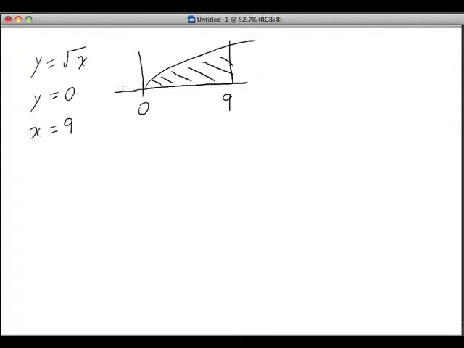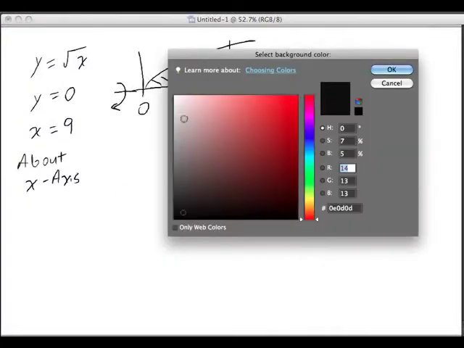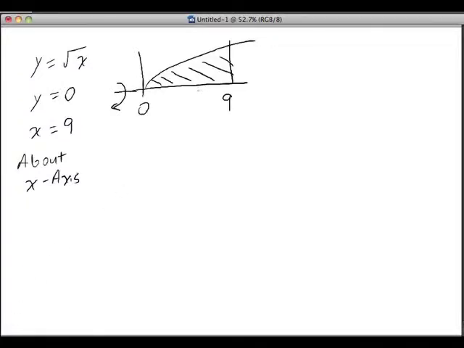If I revolve this region, I'd like to revolve this about the x-axis, such as this. I'm going to draw my sample rectangle. So I'll draw a sample rectangle here. I'd like to revolve this rectangle about the x-axis, forming a disk. Notice the length of the rectangle is the radius of the disk. Now, because the rectangle touches the axis of revolution over the entire region, you're going to use the disk method.